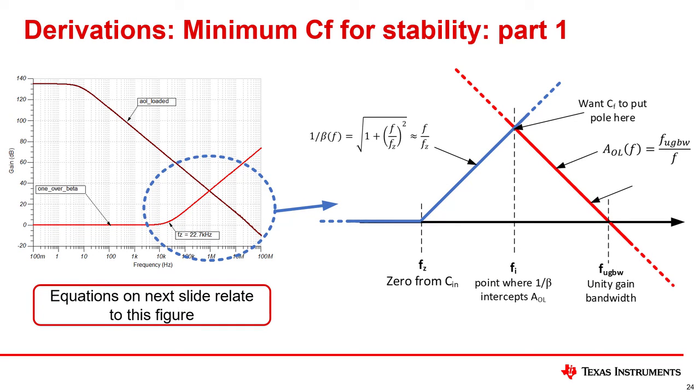This slide shows graphs that will be useful in the derivation of the equation for the minimal feedback capacitor. Note that the equation for 1 over beta uses a simplification where the quantity F over Fz squared is assumed to be much greater than 1. The goal of the derivation is to place the pole directly at the intersection of AOL and 1 over beta.